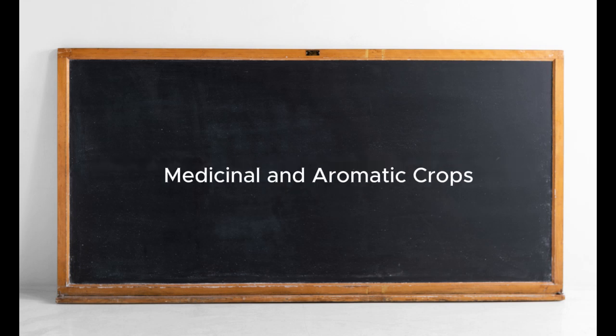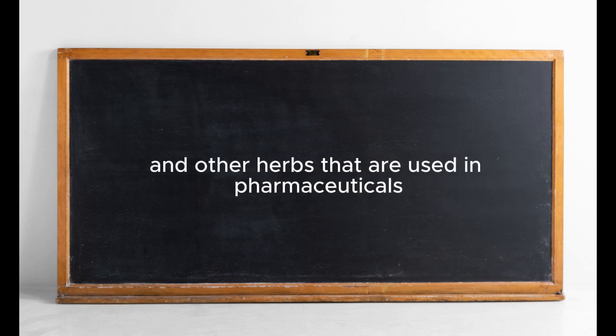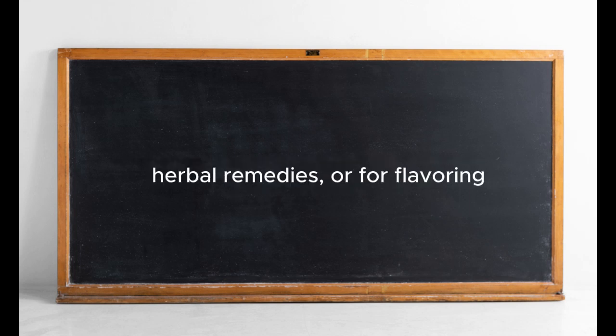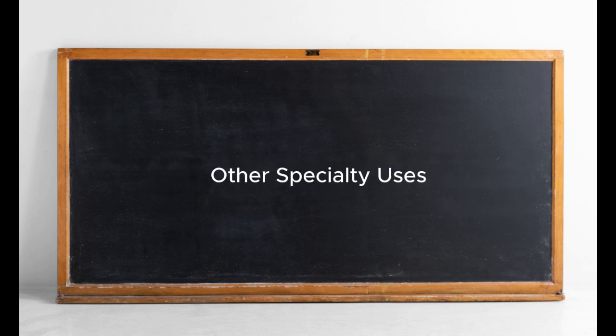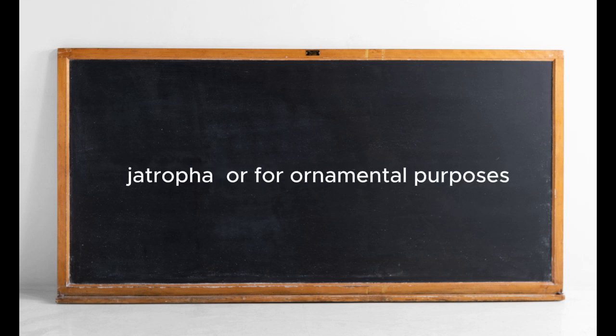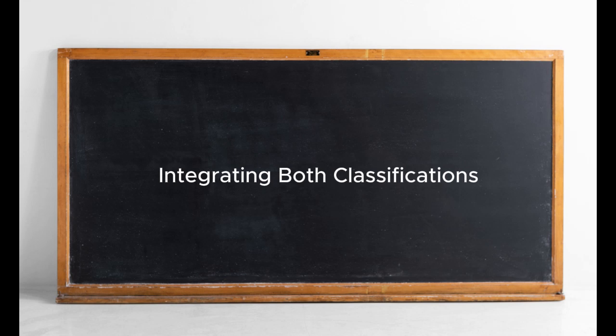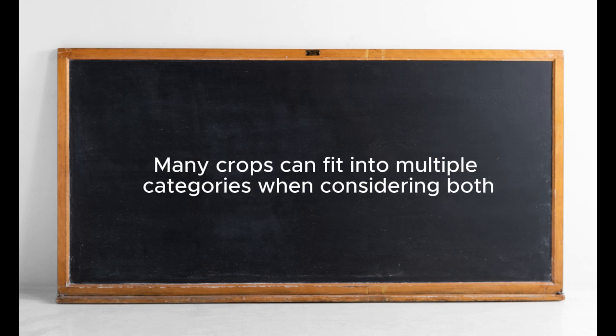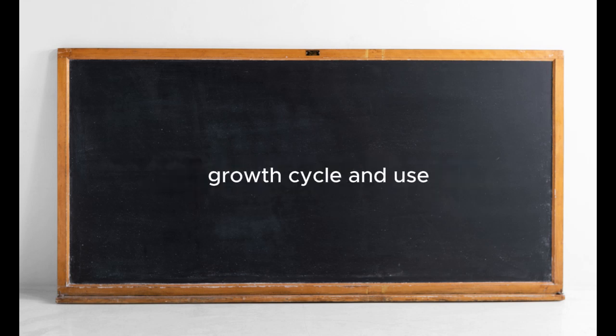Medicinal and aromatic crops, such as aloe vera, mint, basil, and other herbs that are used in pharmaceuticals, herbal remedies, or for flavoring. Other specialty uses. This might include crops used for biofuels or for ornamental purposes. Integrating both classifications, many crops can fit into multiple categories when considering both growth cycle and use.